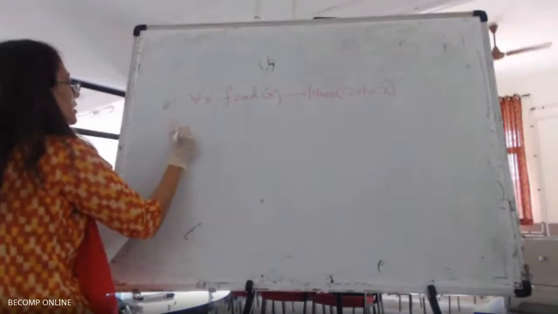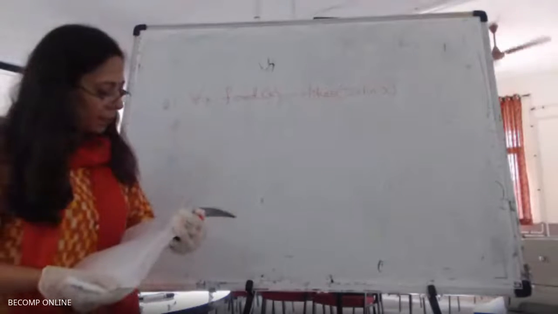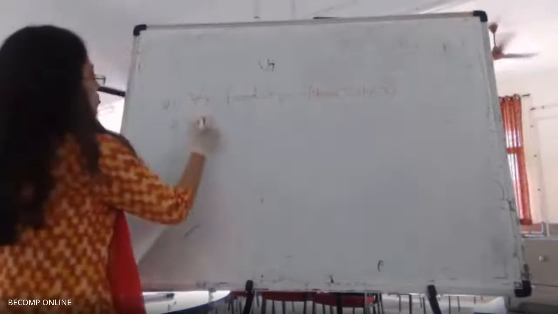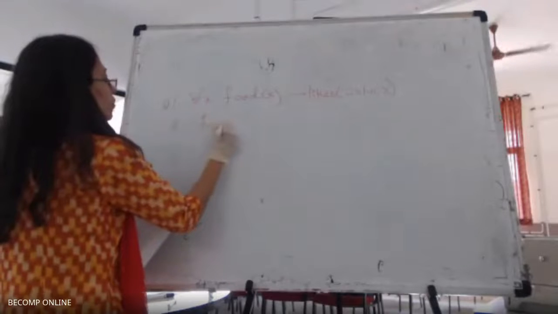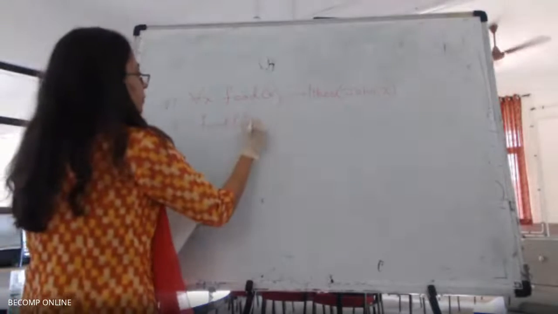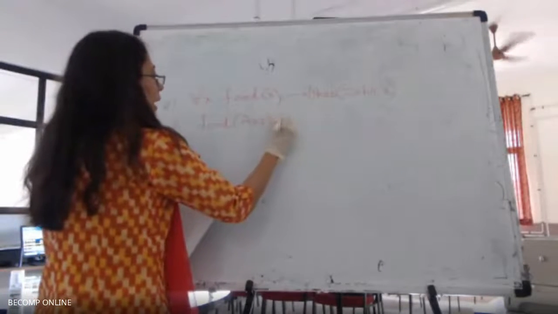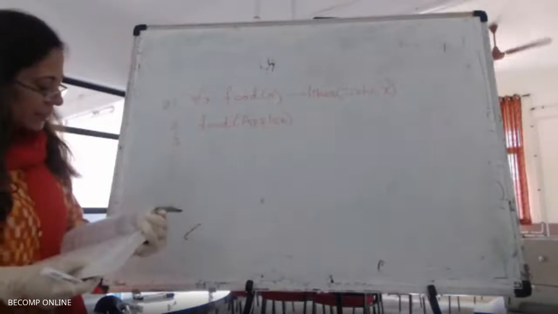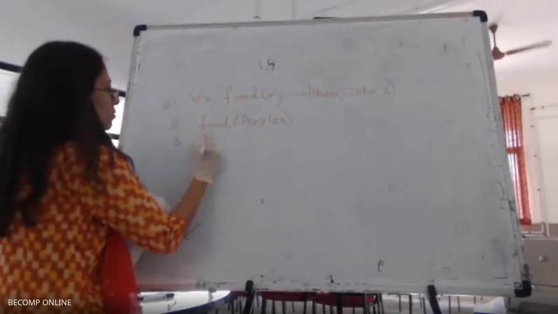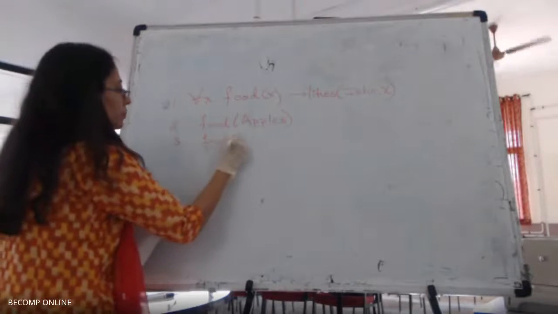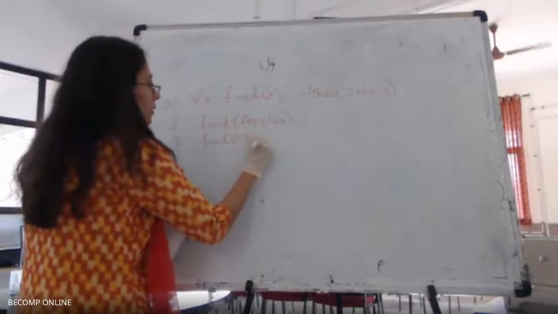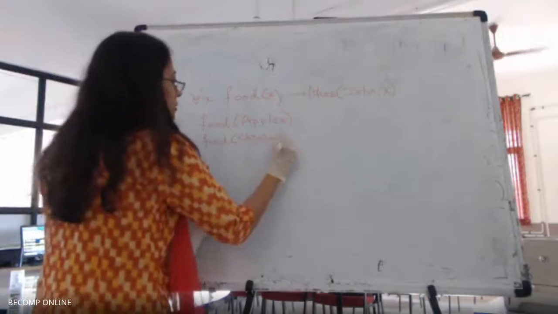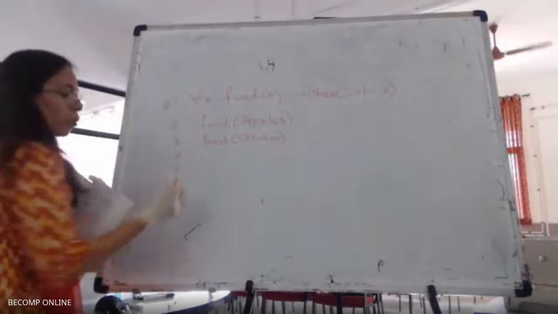So how will I write it? For all x, food x implies likes John, comma, x. So this is my first fact. What is the second fact that is there? Apples are food. So it is very simple. Food, apples. The third fact is chicken is food. So food, chicken.